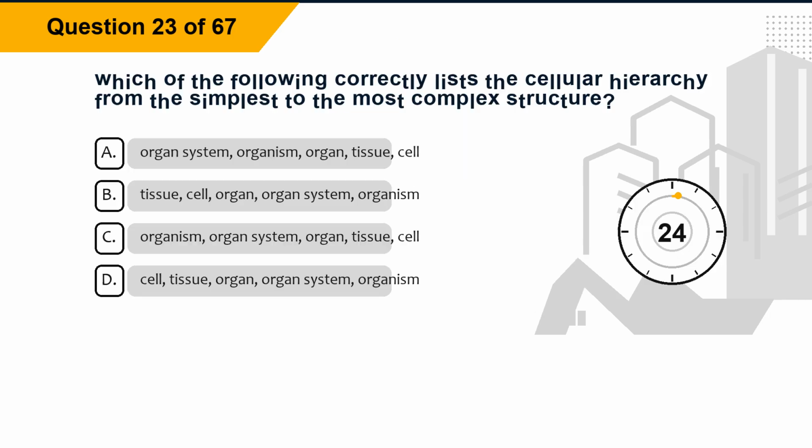Question 23. Which of the following correctly lists the cellular hierarchy from the simplest to the most complex structure? Option A, organ system, organism, organ, tissue, cell. Option B, tissue, cell, organ, organ system, organism.